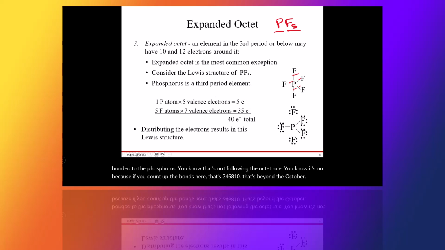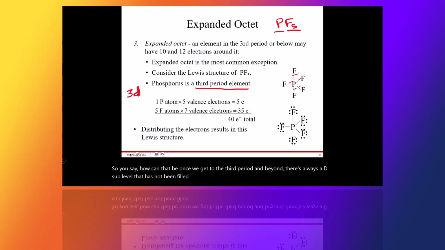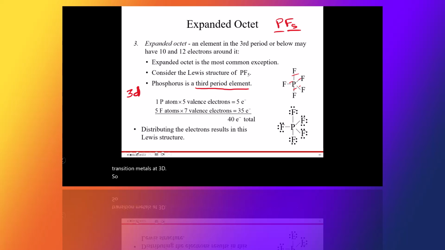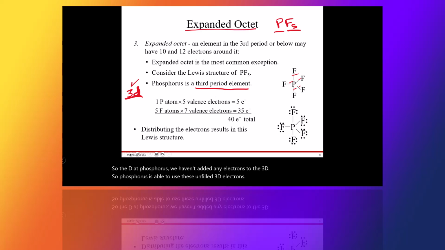So you say, well, how can that be? Well, once we get to the 3rd period and beyond, there's always a D sublevel that has not been filled yet. Remember when we go through the electron configurations, we have 1s2, 2s2, 2p6, 3s2, 3p6. Then we did the 4s2, and then we started the transition metals at 3d. So at phosphorus, we haven't added any electrons to the 3d. So phosphorus is able to use these unfilled 3d orbitals to have an expanded octet.